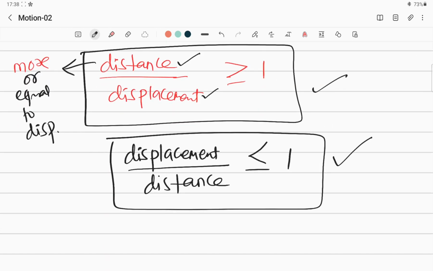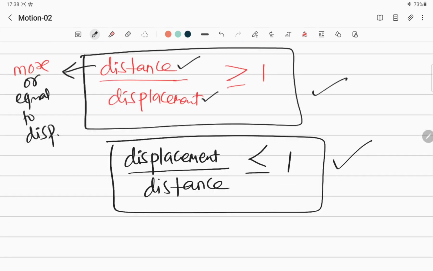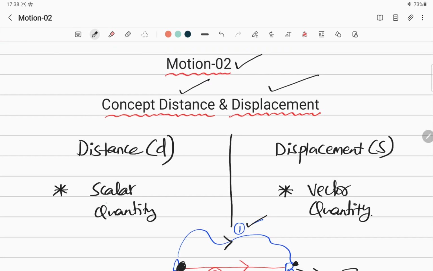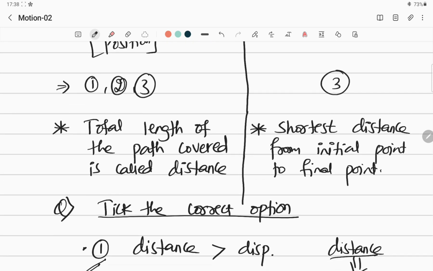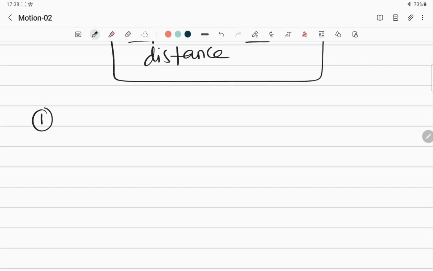All right, so distance and displacement concept is understood. Now I told you scalar and vector. Distance is a scalar quantity, and displacement is a vector quantity. Anyway, I will come to that at a later stage. Let us take some of the cases. Let us take the first case here.